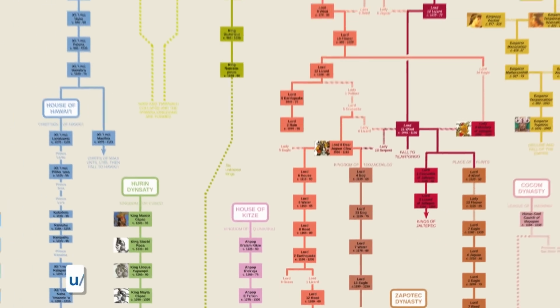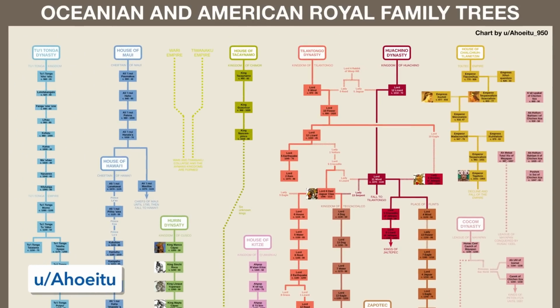Okay, we now have a chart of Oceanian and American royal family trees. This chart is by the same person who made the African royal family trees chart, which was the runner-up in this year's Reddit contest, and which we now sell on our website. So basically, the only part of the world that we don't currently sell a royal family tree poster about is Oceania and the Americas, which is what this chart is about.